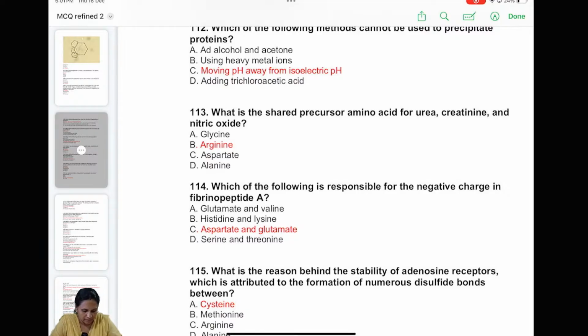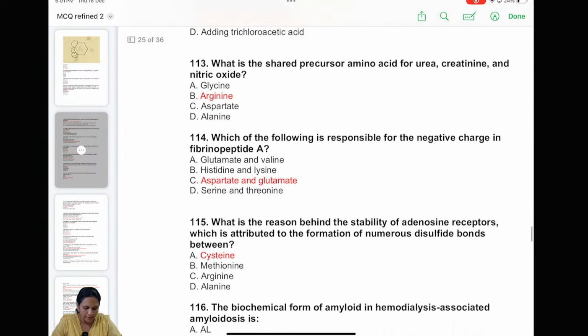Which of the following is responsible for the negative charge of fibrinopeptide A? The negative charge of fibrinopeptide A is due to aspartate and glutamate. Fibrinopeptide A contains aspartate and glutamate, which provide its negative charge.